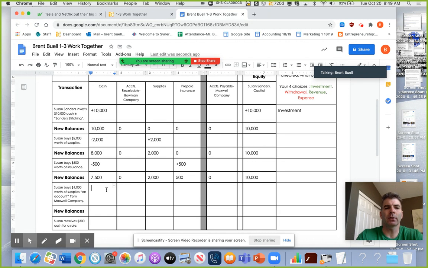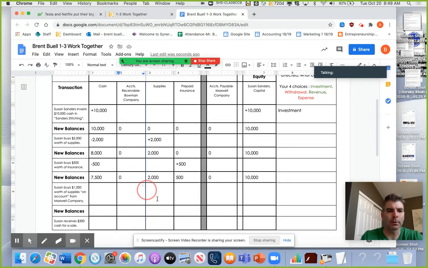She buys $1,000 worth of supplies on account from Maxwell Company. So when you see on account, that's your red flag. It's not cash. We're not buying anything with cash. We're walking into the store with our card and saying we're going to walk out, but we'll pay you later. Okay. So what do we do here? We say we buy in supplies.